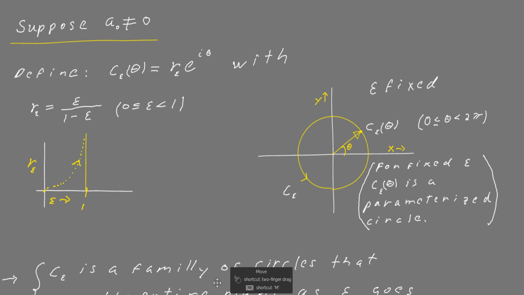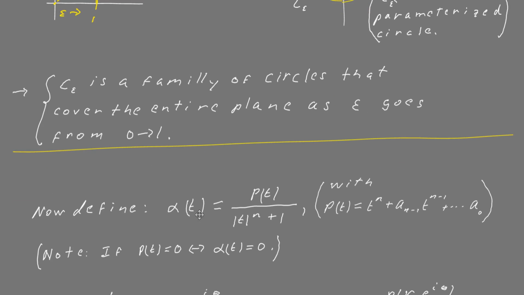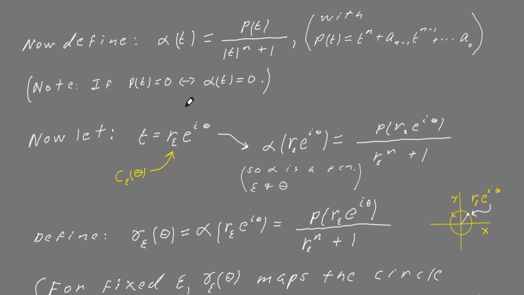Now, if I consider all the values of epsilon, what I've done is I've defined a family of parameterized circles that cover the entire plane as epsilon goes from 0 to 1. So notice that if epsilon is equal to 0, c sub epsilon, which will be c sub 0, is just going to be equal to 0 since this is 0. So for epsilon equal to 0, the circle is just the point at the origin. And then as you increase epsilon, the point will split into a circle, and the circle will tend towards infinity. So the family of circles covers every point in the complex plane.